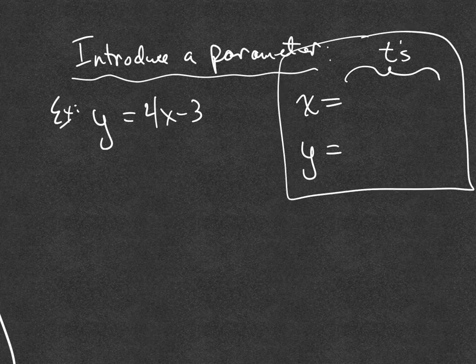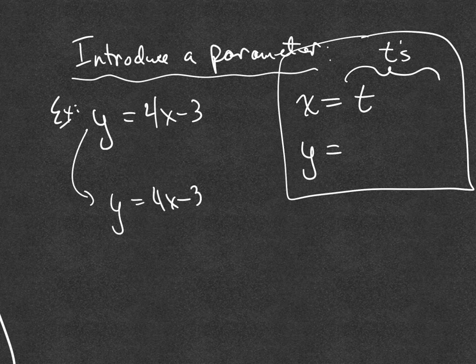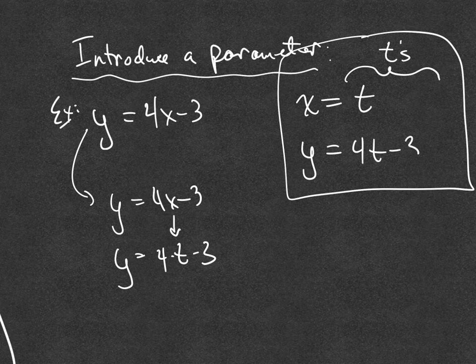Well, it's a heck of a lot easier than you think. One easy option is just simply to, everywhere you see an x, replace it with t. And if you actually take the equation, y equals 4x minus 3, and everywhere you see an x, replace it with t, we then end up with parametric equations. X is equal to t, and y is equal to 4t minus 3. It can be that simple.